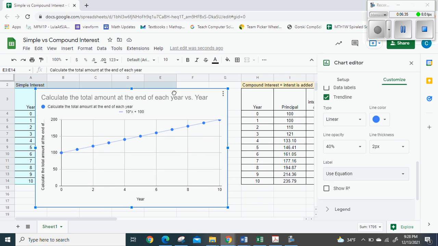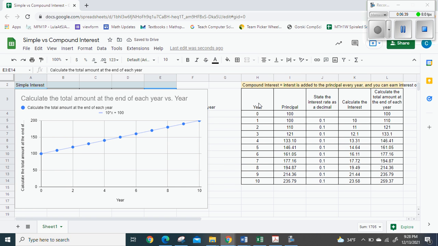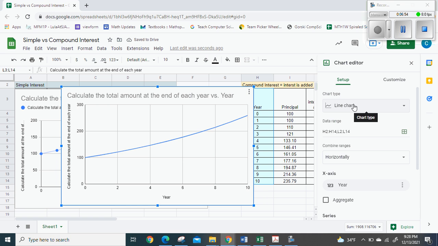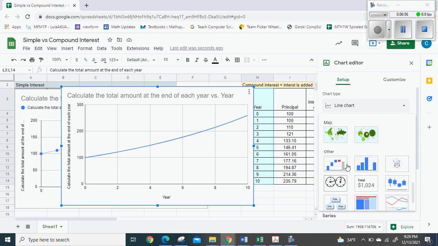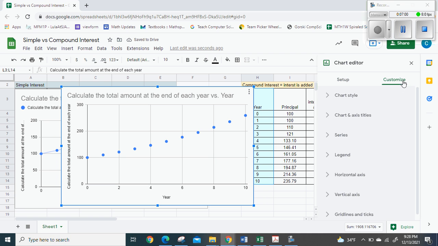Okay. Now what happens if I go to graph my compound interest? Again, we're going to highlight our year. There's my x-axis. Hit Control. Highlight this last column, which is what we want to see because that's our total amount. Insert, Chart. What did it give me here? It gave me a line chart. I don't want a line chart. I want a scatter plot. You can definitely see it's not straight anymore, is it?